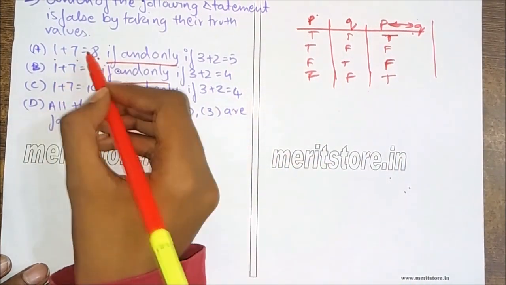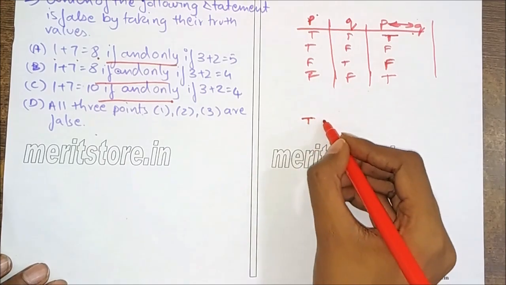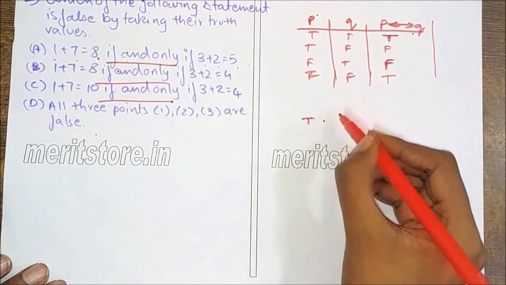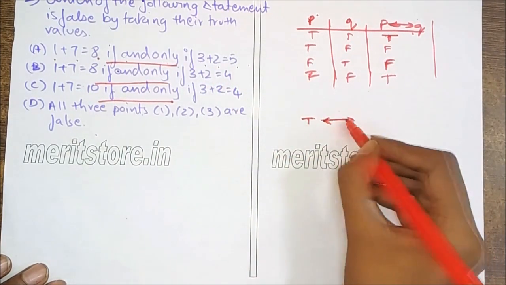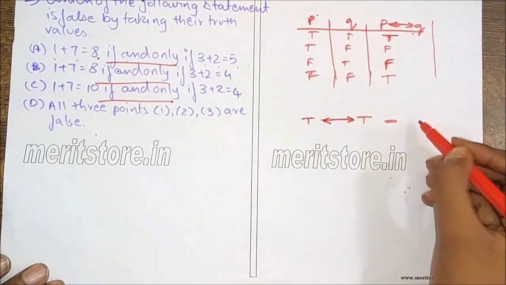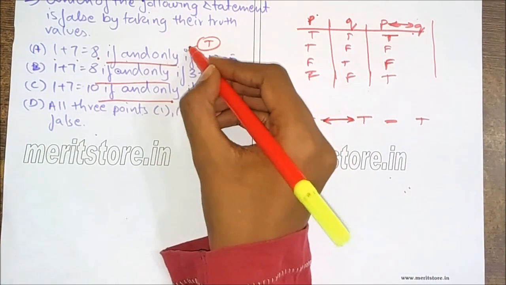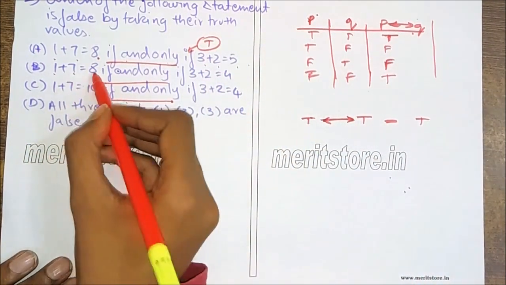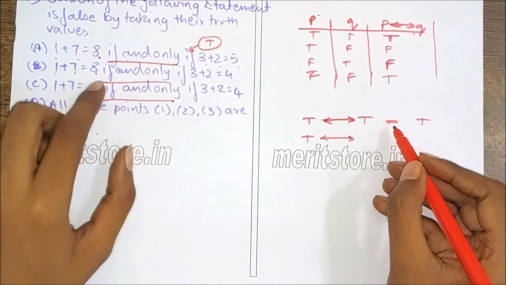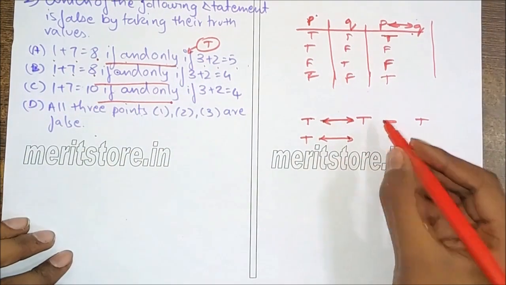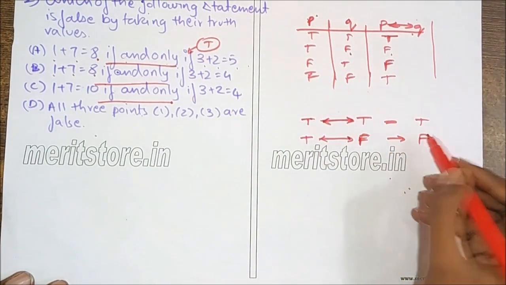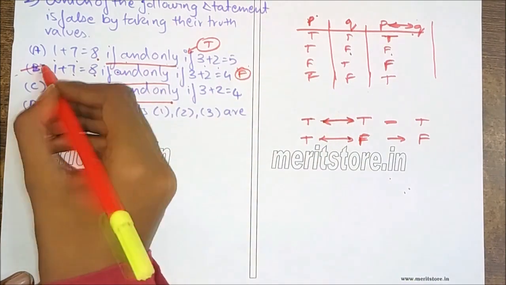So 1 plus 7 is 8. This statement is true, if and only if 3 plus 2 is 5. Now 3 plus 2 is 5 is also true. So this is T, biconditional, T, so the logic is T. So this statement is true. Next, 1 plus 7 is 8, which is true, if and only if 3 plus 2 is 4. Now this statement is false. Now T and F is F. So the answer for this is F, so this is false. So this is one of our answers.